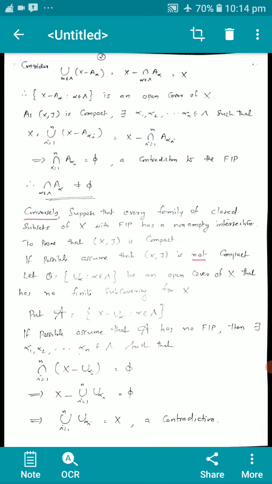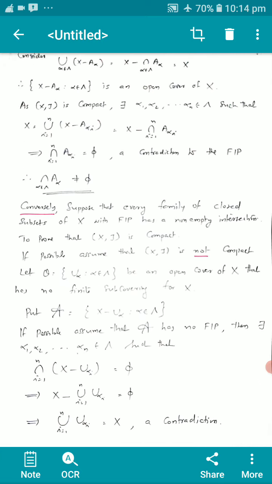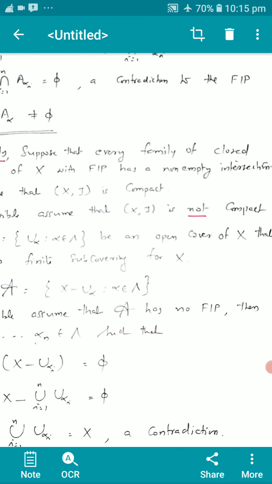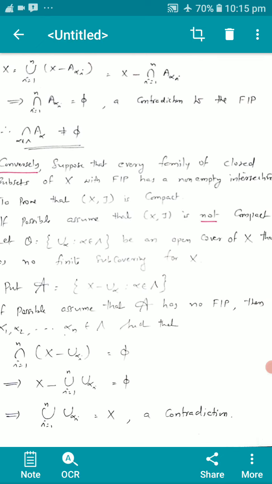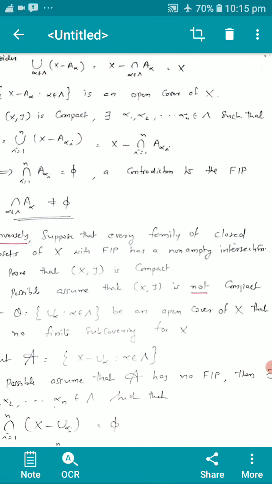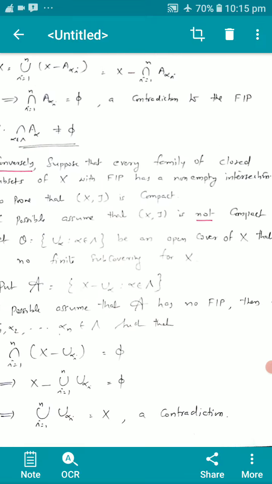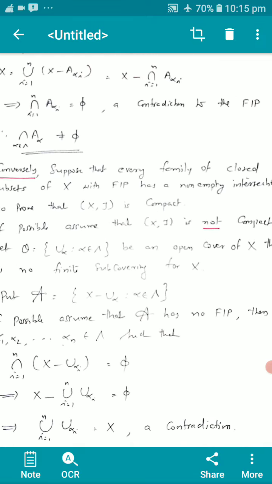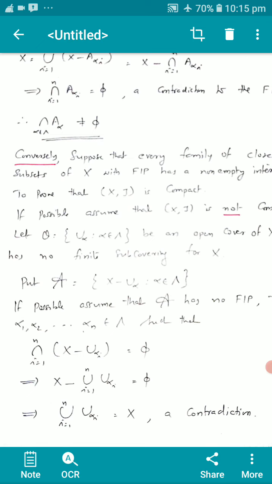Converse part: suppose that every family of closed subsets of X with the FIP has a non-empty intersection. That is what is given, and we have to prove that X is compact. If possible, assume that X is not compact. Let theta, the collection U alpha where alpha is in the index set, be an open cover of X that has no finite subcover for capital X.